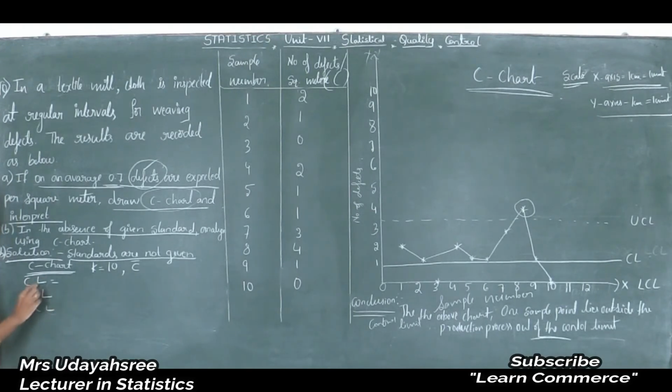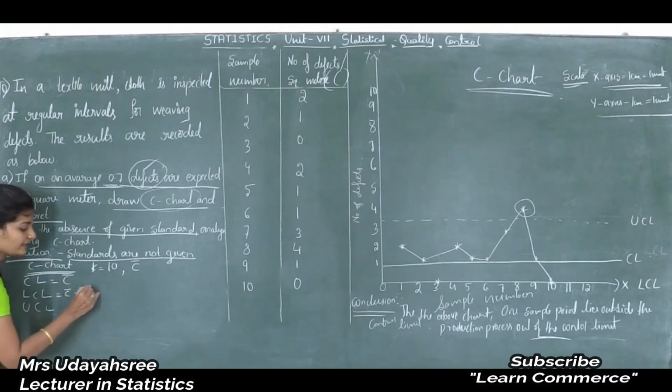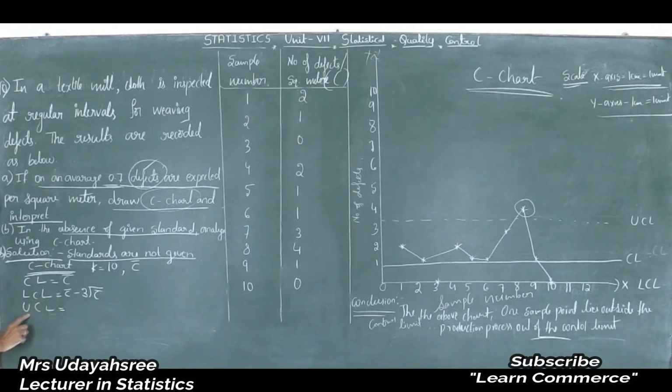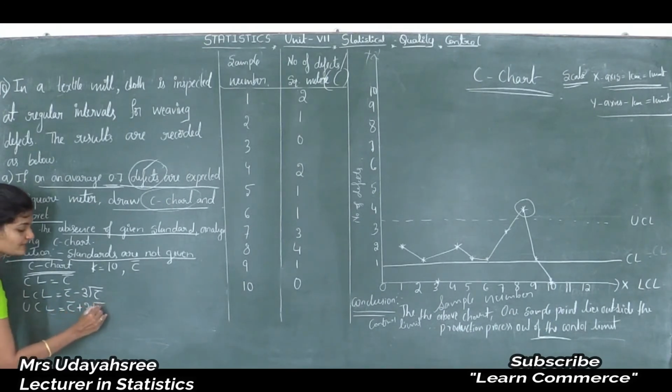Okay, to calculate central line, we use the formula C bar. To calculate lower control limit of C chart in standards not given case, the formula is C bar minus 3 into square root of C bar. Next, to calculate upper control limit of C chart in standards are not given case, the formula is C bar plus 3 into square root of C bar.